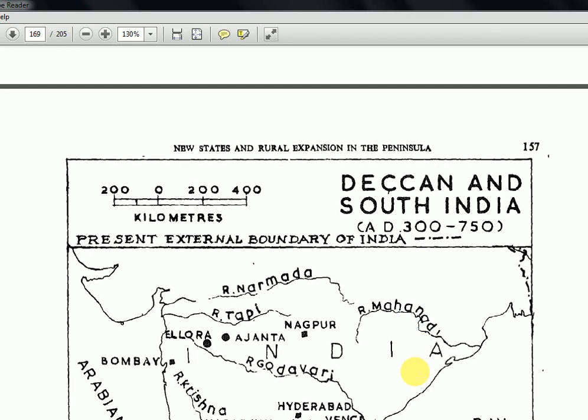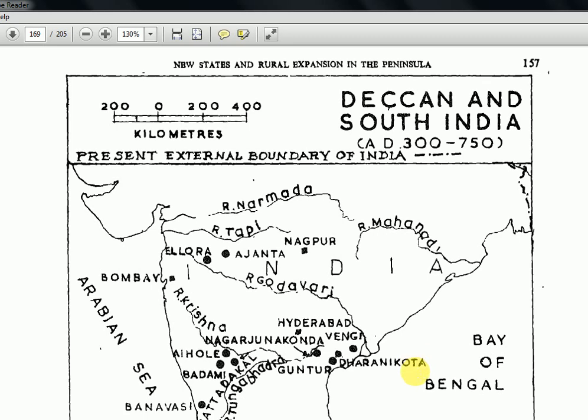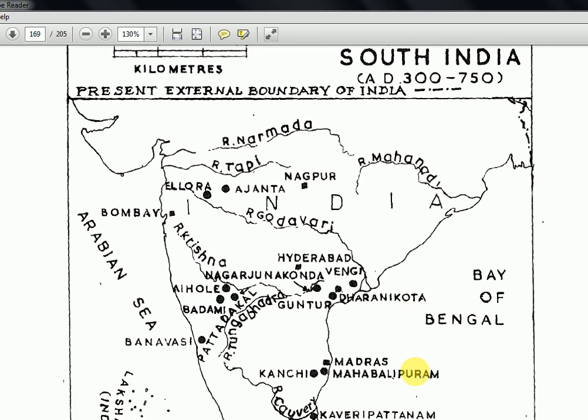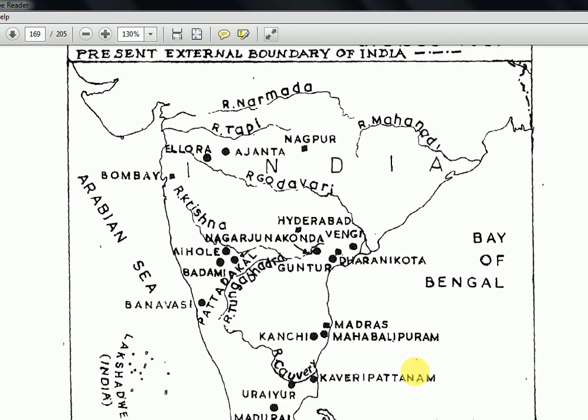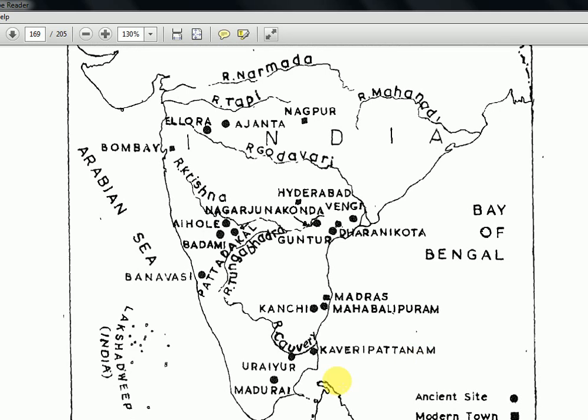And here, if you see the general map, 300 to 750 AD, which places are important. They are not showing the dynasty names and all. I think only rivers are shown, and the city names you can see here. Uraiyur is related to the Cholas. Madurai is related to the Pandyas. Kaveripattinam again Chola. Kanchipuram is actually Pallavas. Here Badami and Aihole are Chalukya.